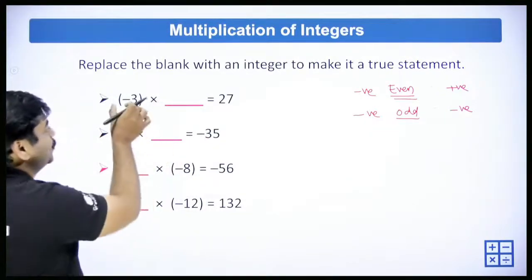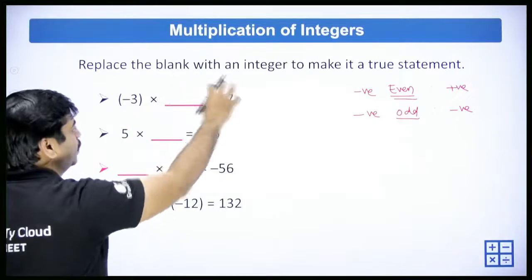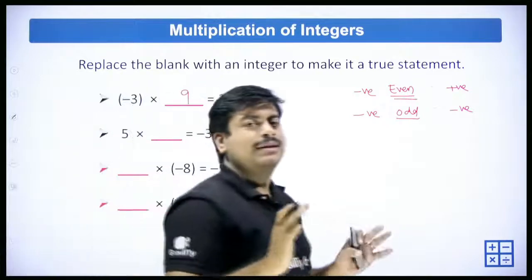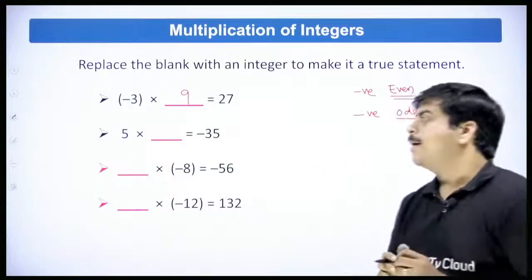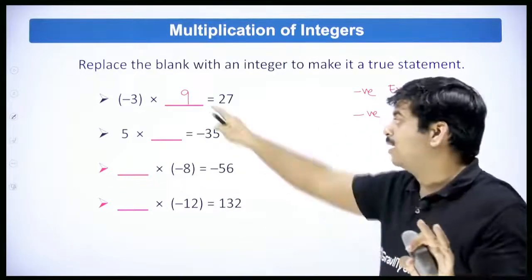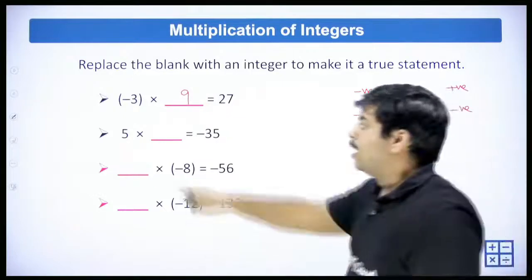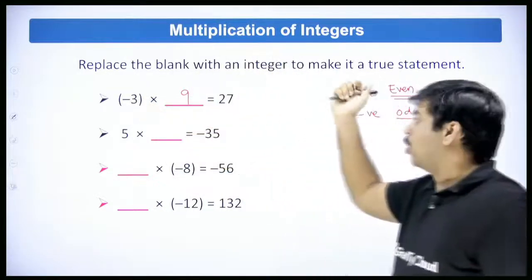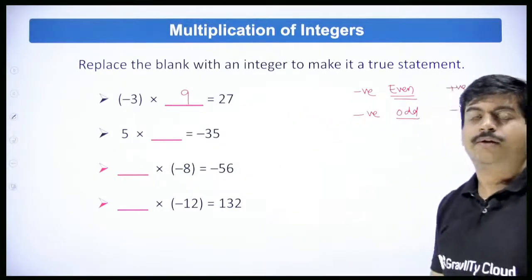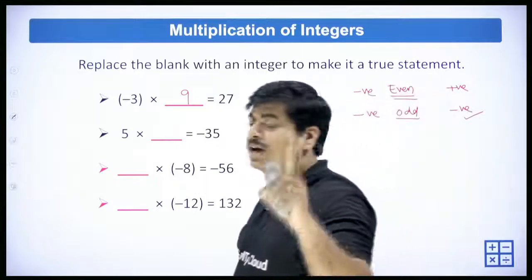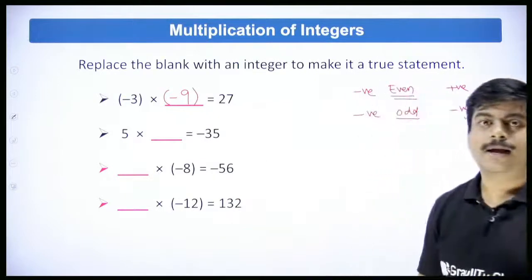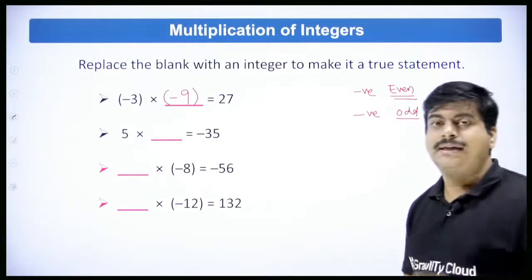Okay, minus 3 into some value will be 27. I know that 3 into 9 is 27. The point here is, minus 3 into which value will give 27? But what is that sign we need to discuss? If you have only one negative, which is an odd number of times, your final answer should be negative, but your final answer is positive, so definitely you should have two negatives. Minus 3 into minus 9 is equal to 27.